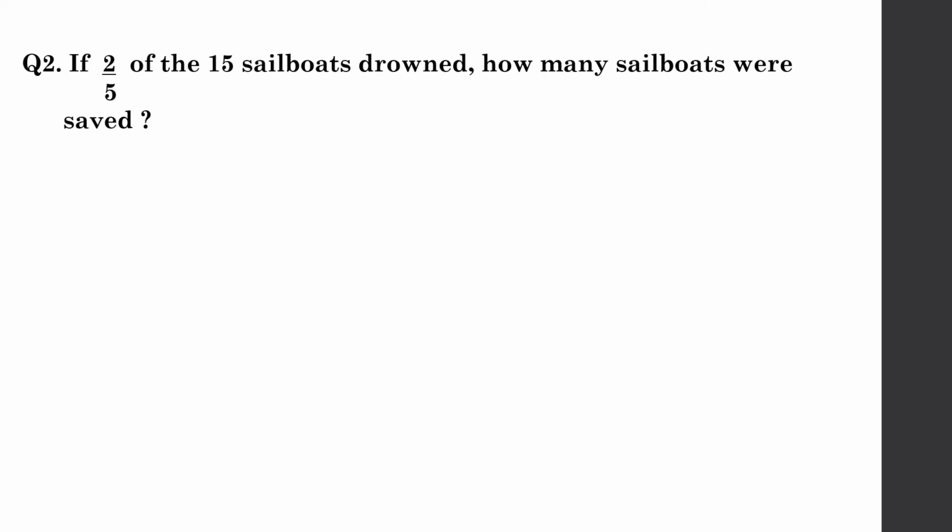Now see another word problem, children. If 2/5 of the sailboats drowned, how many sailboats were saved? Now children, here 15 sailboats are there. The total number of sailboats is 15. Out of that, 2/5 drowned. Then you have to find out how many sailboats were saved. The number of sailboats that were saved, you have to find out in number. And first, you will write the total number of sailboats, that is 15.